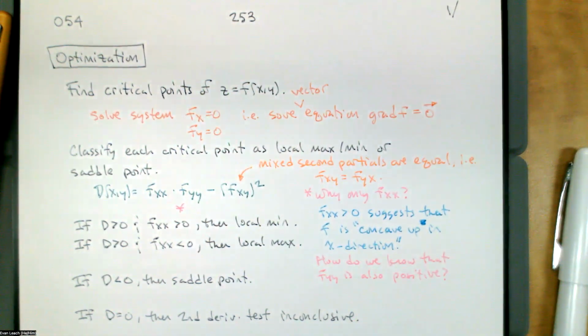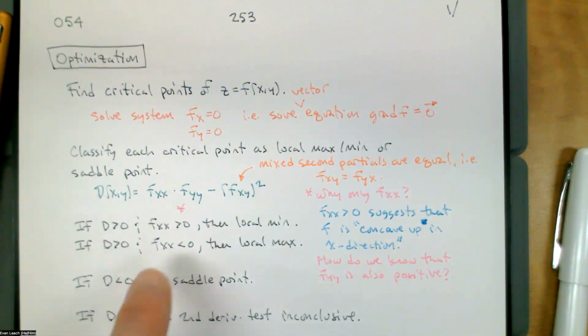Because if I look at fxx and say it's positive, I immediately jump to local minimum. I just didn't pass go, didn't collect $200, went right to concluding it's a local minimum. I didn't bother checking to see if the function was concave up in the y direction. How do we know that fyy is positive? D is positive, fxx is positive. We know that fyy is positive. Why is that?